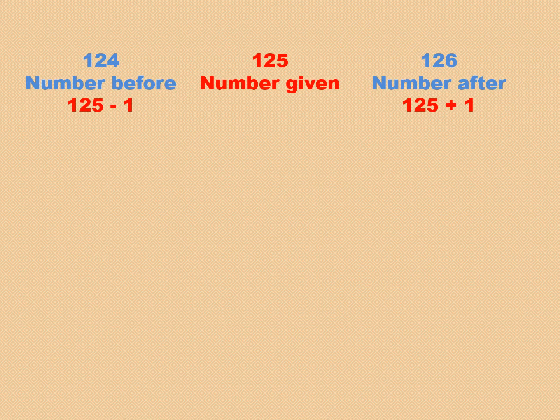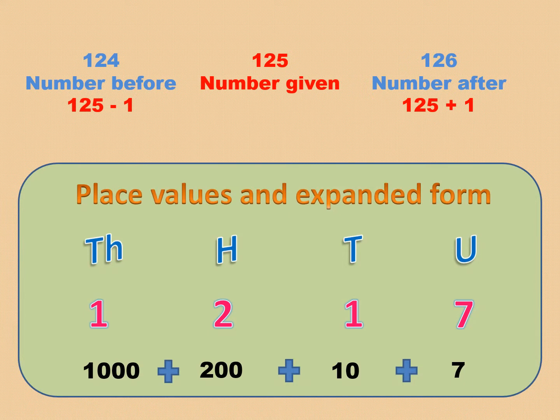Children, you already know the relation between the given number, the number that comes before, and the number that comes after. Let's take an example. 125. The number that comes before 125 is 124. 124 is less by 1 than 125. The number which comes after the given number is always greater by 1 than the given number. Therefore, 126 is greater by 1 than 125. We have already learnt about the place values and expanded form of numbers.